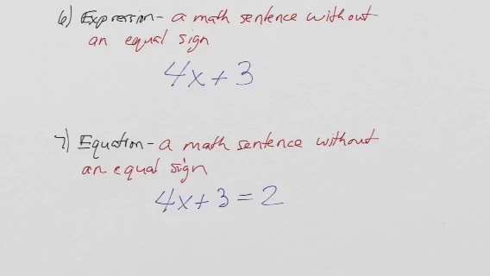An equation is a math sentence with, well, I said that wrong, with an equal sign, not without. The one without is an expression, so I wrote that wrong the first time through, so I'm glad I caught that. So a math sentence with an equal sign is called an equation.